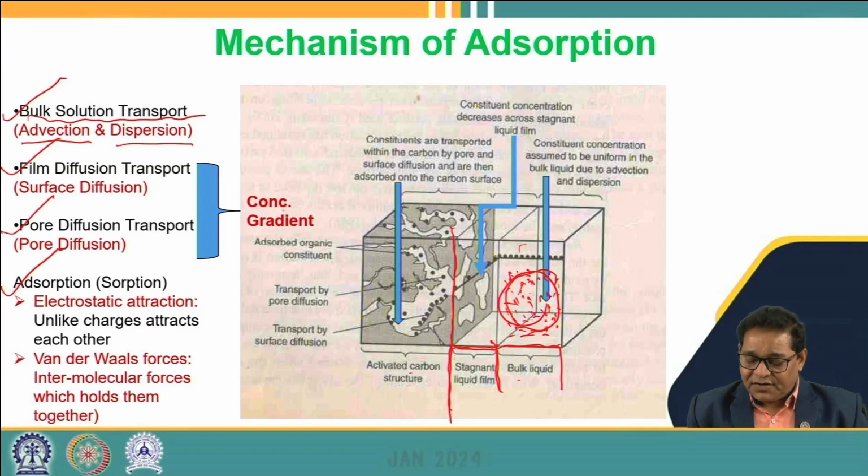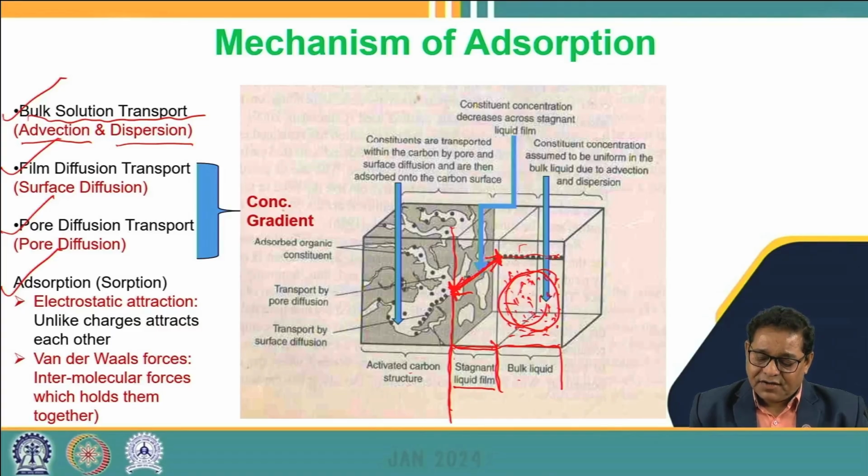Here all the molecules are present in the liquid at a uniform concentration. In this bulk phase, because of the advection and dispersion process, they will be at a uniform concentration, and then there is a decrease in the concentration. So this concentration gradient is established, and because of this concentration gradient, the pollutant moves from the bulk liquid phase towards the solid-liquid interface, within the stagnant liquid film, and comes to the surface of the adsorbent.